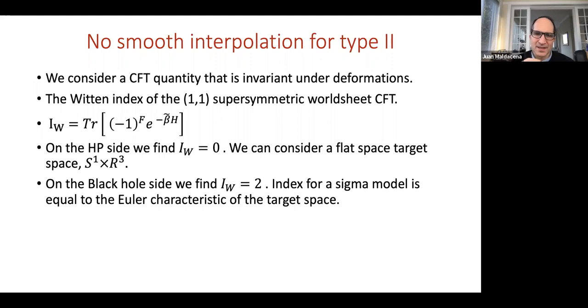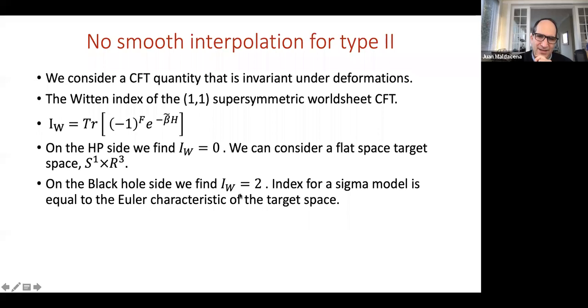And so on the Horowitz-Polchinski side, we can go to the region where the tachyon, the winding mode, is very small. And so we are essentially considering a flat target space of the form S1 times S3, whose Euler characteristic is zero, so we get zero. On the black hole side, the Euler characteristic is 2, and so we get that the index is 2, okay?